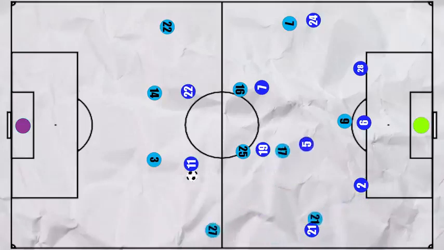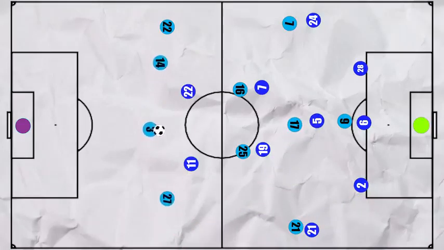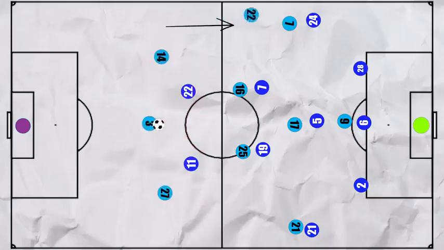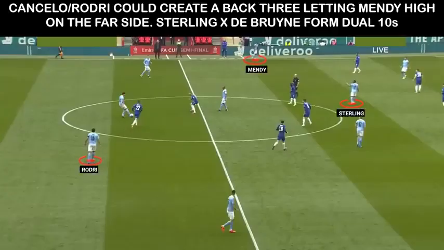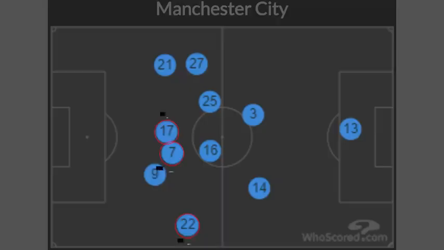So City tried to occupy the centre more, often with Cancelo at times beginning deeper against the 2-man press to create a 3 versus 2 and allow Mendy high on the left-hand side. And rather than tuck into the half space as the second forward as a result, Sterling would drop deeper to be a second 10 alongside De Bruyne. You can see this in their average positioning.